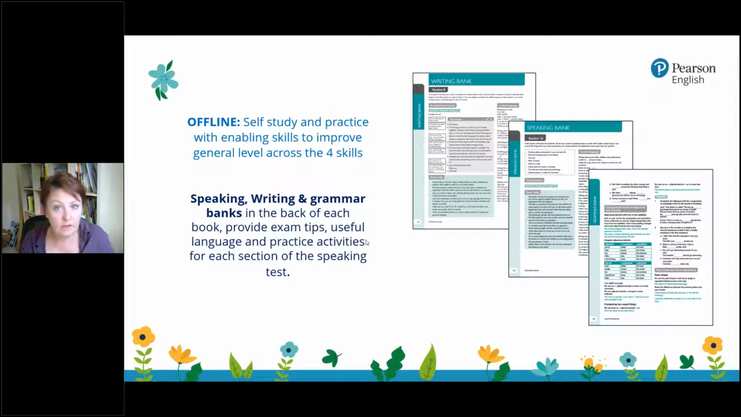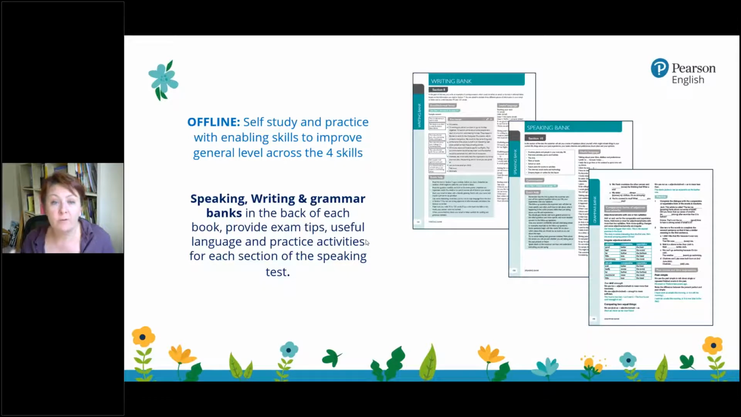So they have a writing bank, a speaking bank, and a grammar bank. And these are all specific to each level and to the tasks that come in the earlier tests, 1 to 5. The student can work on them, they can look at useful language, they can get more tips on how to write or how to speak or what are good things to do and good not to do.